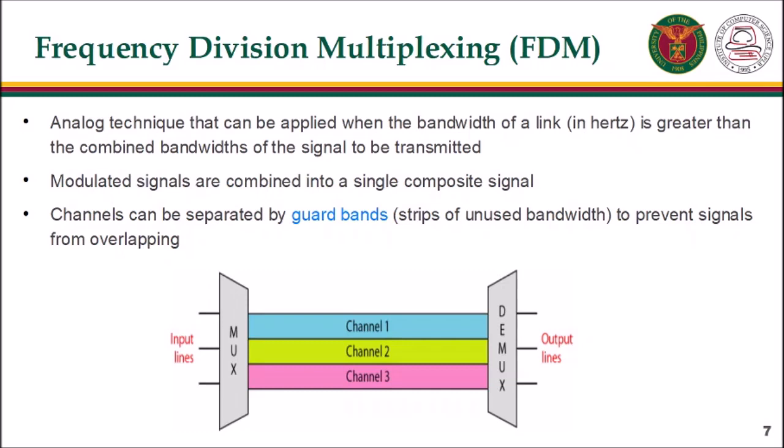Carrier frequencies are separated by sufficient bandwidth to accommodate the modulated signal. These bandwidth ranges are the channels through which the various signals travel. Channels can be separated by strips of unused bandwidth called guard bands to prevent signals from overlapping. In addition, carrier frequencies must not interfere with the original data frequencies.